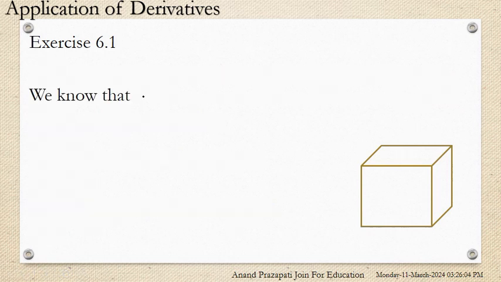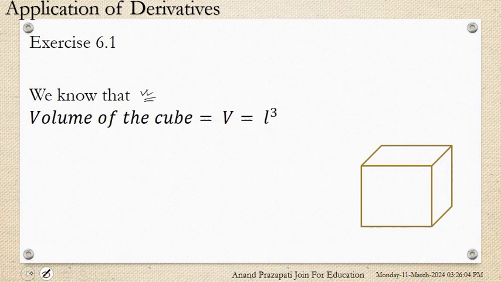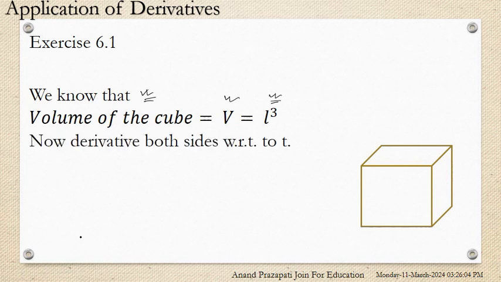We know that the volume of the cube, which is generally denoted by V, equals L cube. Now differentiating both sides with respect to t, we get on the left hand side the derivative of V, which is dV by dt, and the derivative of L cube is 3L square into the derivative of L, which is dl by dt.